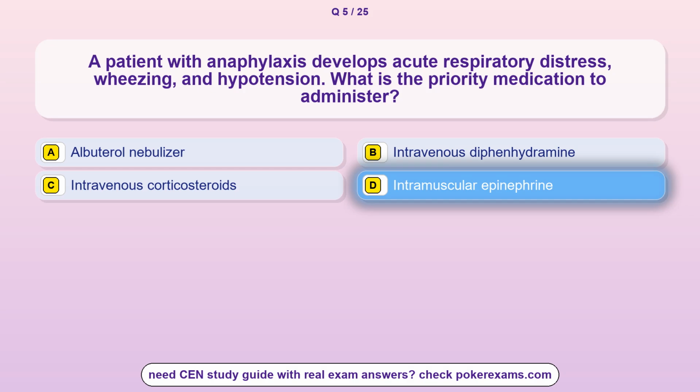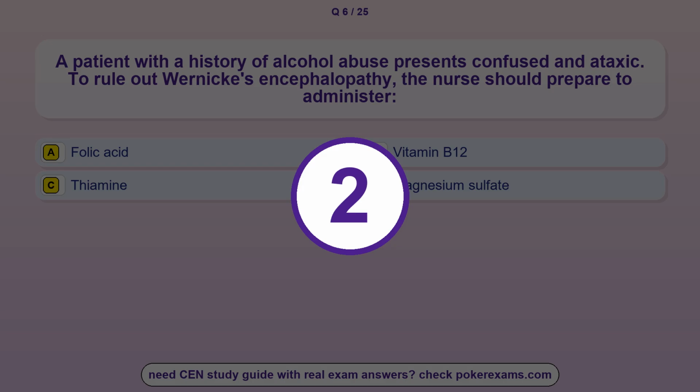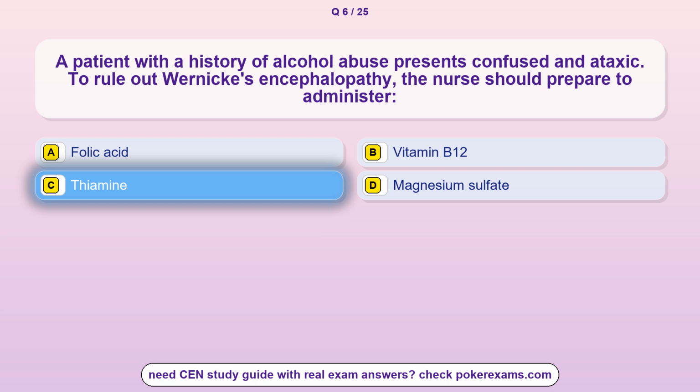Intramuscular epinephrine. Question 6. A patient with a history of alcohol abuse presents confused and ataxic. To rule out Wernicke's encephalopathy, the nurse should prepare to administer. Option A. Folic acid. Option B. Vitamin B12. Option C. Thiamine. Option D. Magnesium sulfate. The correct answer is option C.